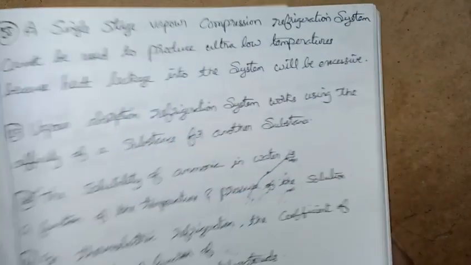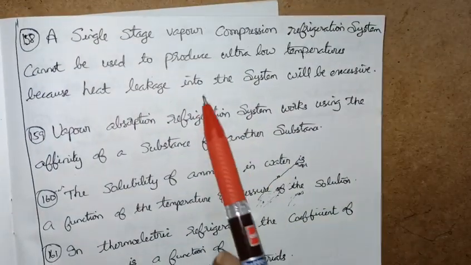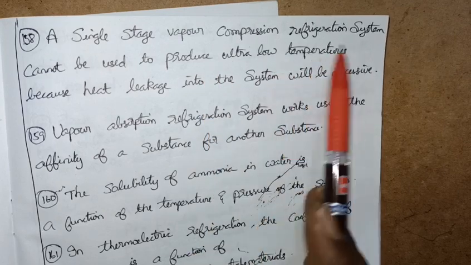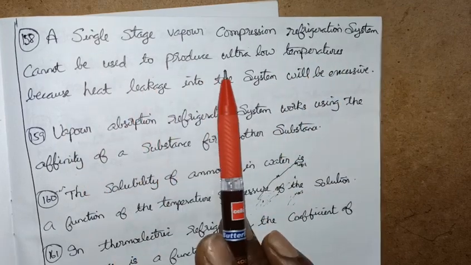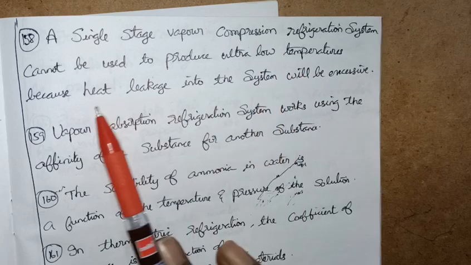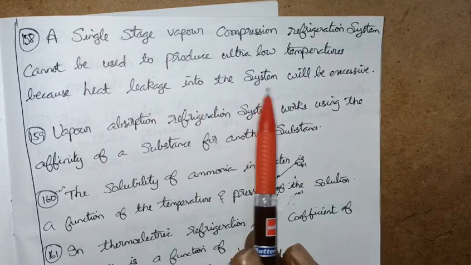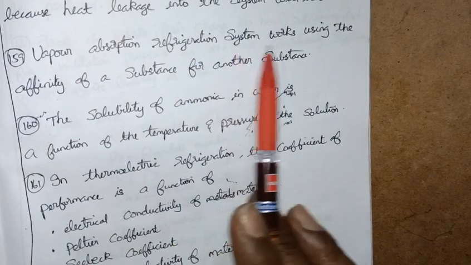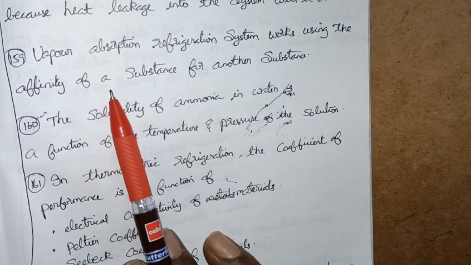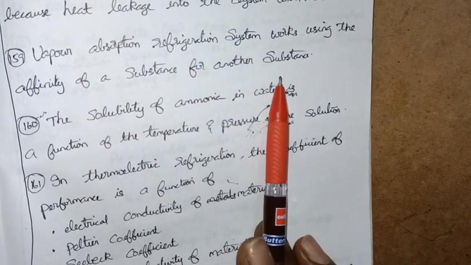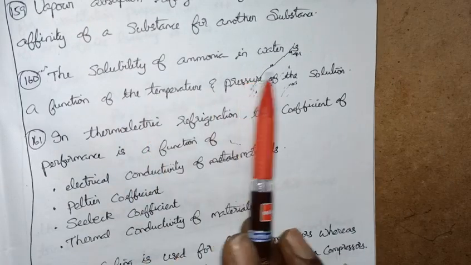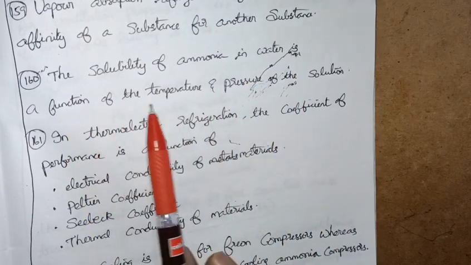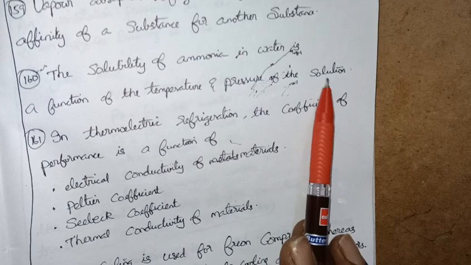A single stage vapor compression refrigeration system cannot be used to produce ultra low temperatures because heat leakage into the system will be excessive. Vapor absorption refrigeration system works using the affinity of a substance for another substance. The solubility of ammonia in water is a function of the temperature and pressure of the solution.